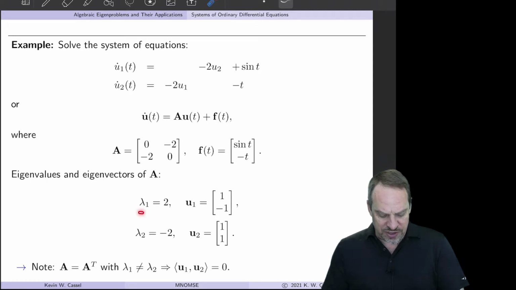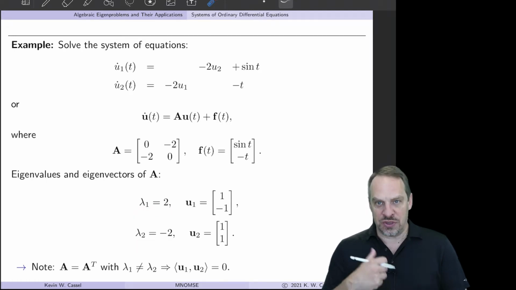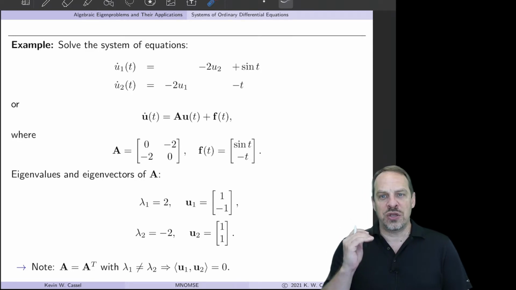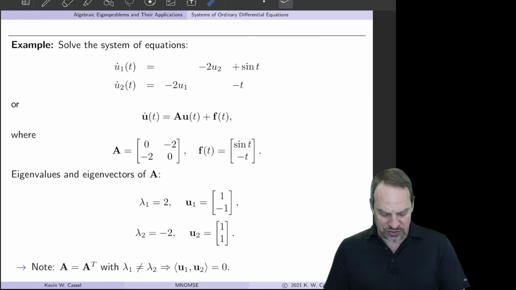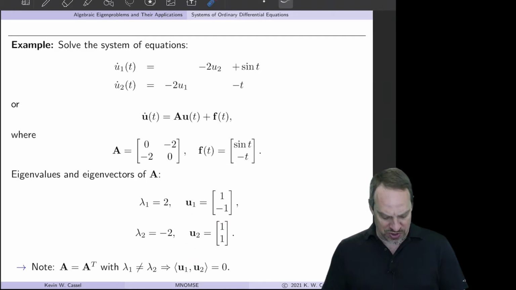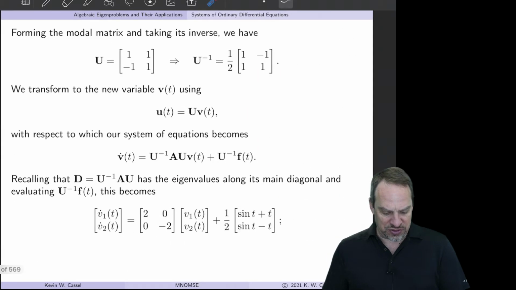So we get the eigenvalues, we get 2 and minus 2. Indeed, they're distinct, so symmetric A with distinct eigenvalues. So we expect our eigenvectors to be mutually orthogonal, and indeed they are. So we get u1 is 1, minus 1, u2 is 1, 1. Take the inner product, it is 0, so they are orthogonal. So everything's going according to plan so far.